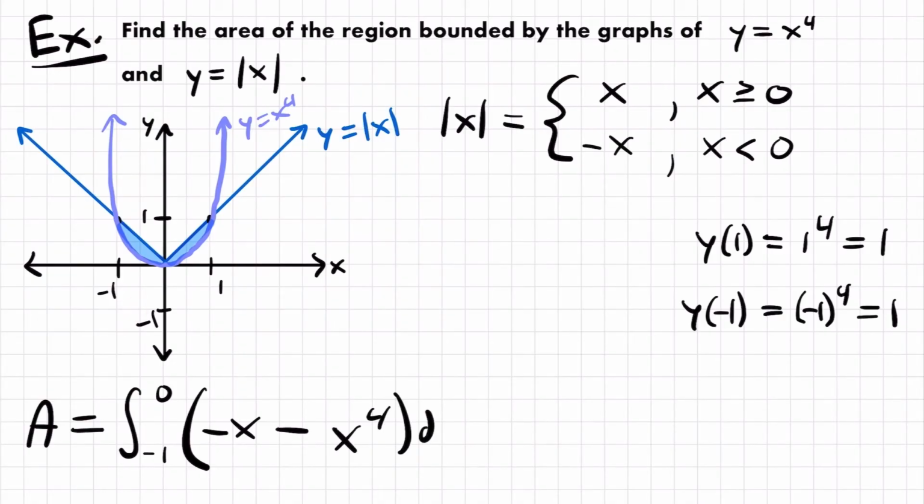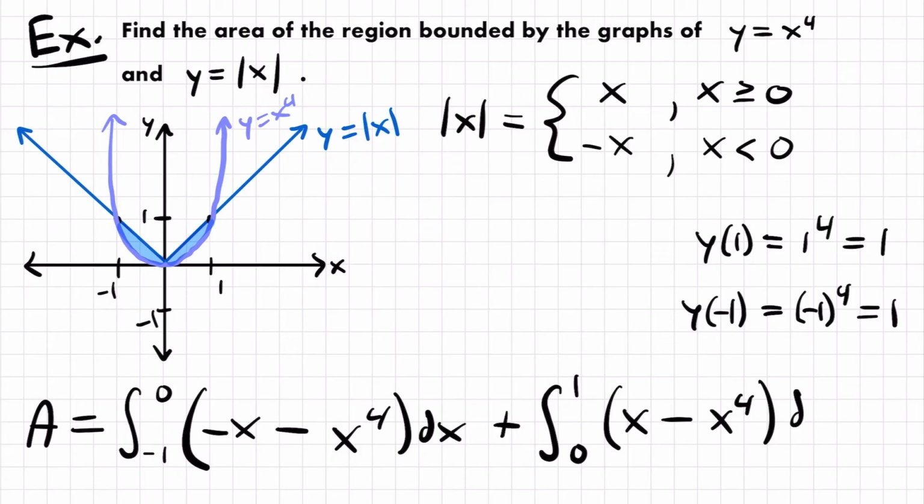And so that is multiplied by dx, and then we will add that to the definite integral from 0 to 1. Now we're looking at this region right here, where the top function is positive x, right? Where the x values are positive. So we will have x minus x to the fourth power, because x to the fourth power is still the bottom function for that part of the region, and that will also be multiplied by dx.